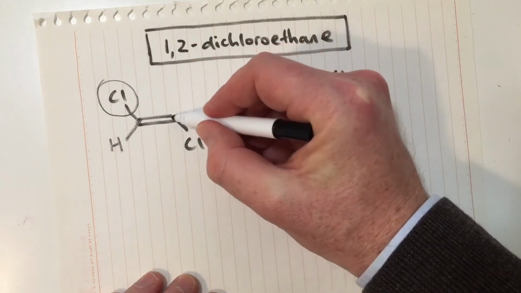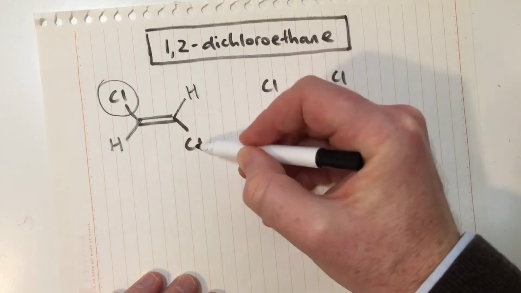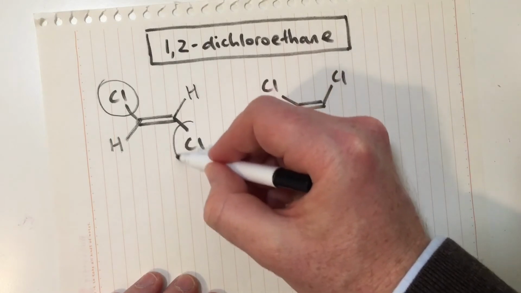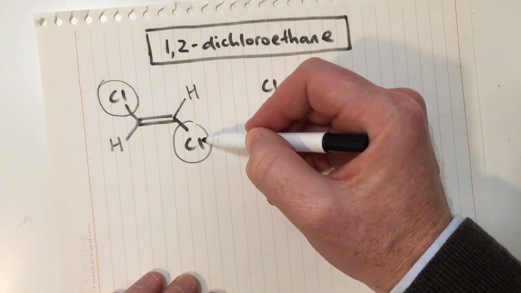Next we look at this end of the double bond. And once again there's a hydrogen there that I didn't draw previously. So now comparing hydrogen with chlorine, chlorine has the higher atomic number out of these two, so this is the higher priority group at this end of the double bond.